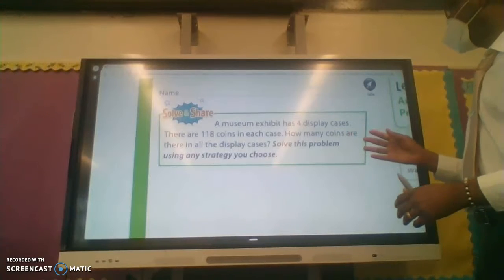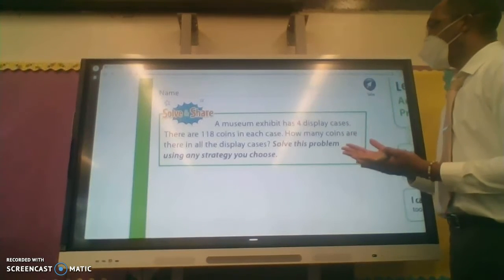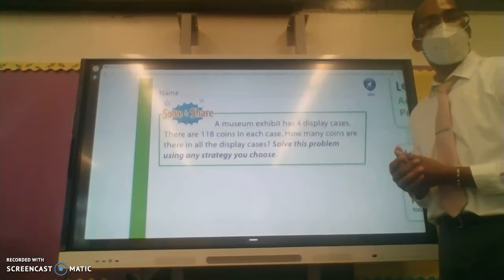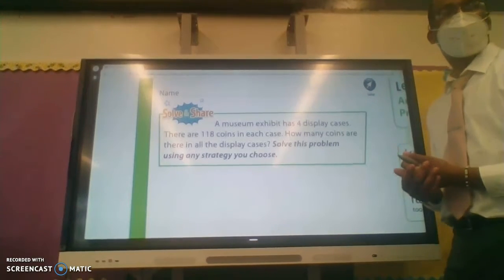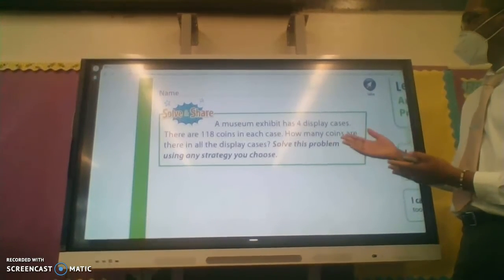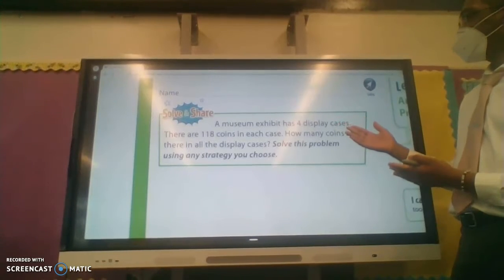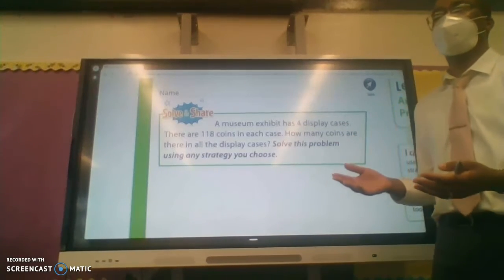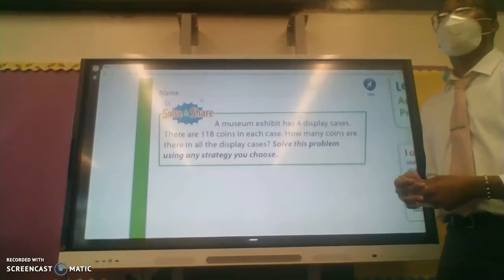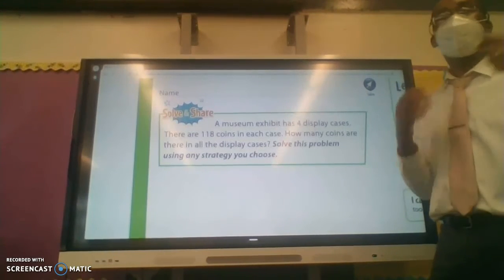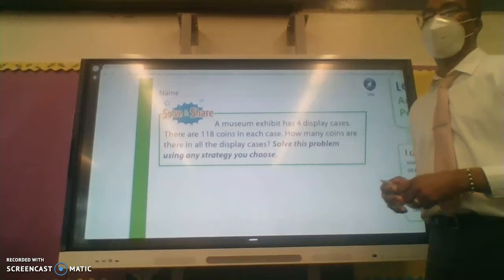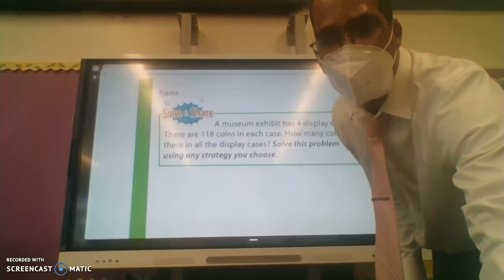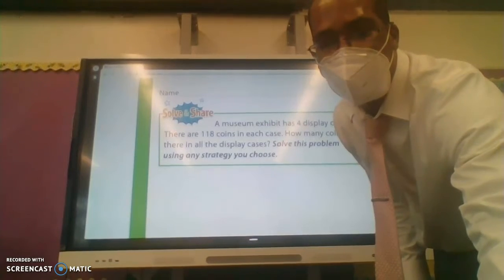Okay, so how many cases are there? How many cases? Okay, what do we know? We know that there are 4 cases displayed. Tell me something about those cases. What are in those cases? 118 coins in each case. Okay, guys. So take a moment now, use any strategy that you want and try to solve this problem. And you'll get an opportunity to share it with your class.